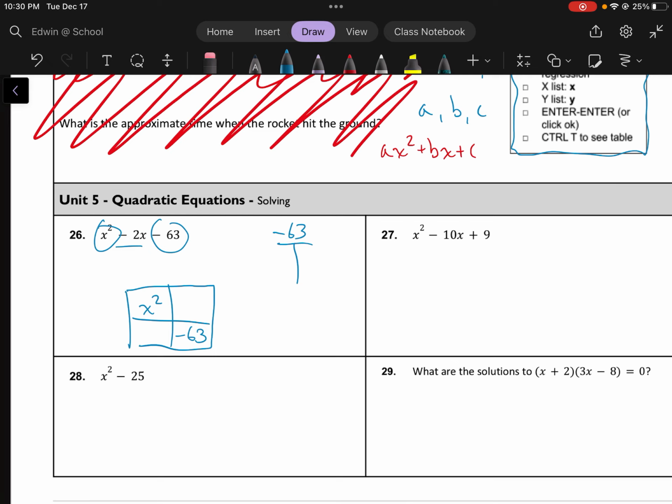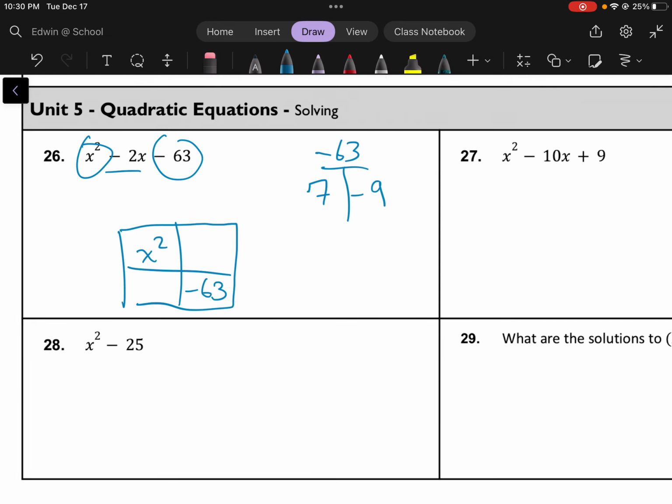So there's a few numbers that multiply to negative 63, but we should have a 7 and a negative 9 for our 2 factors. 7 times negative 9 is negative 63. 7 plus negative 9 is negative 2, which is what we want.